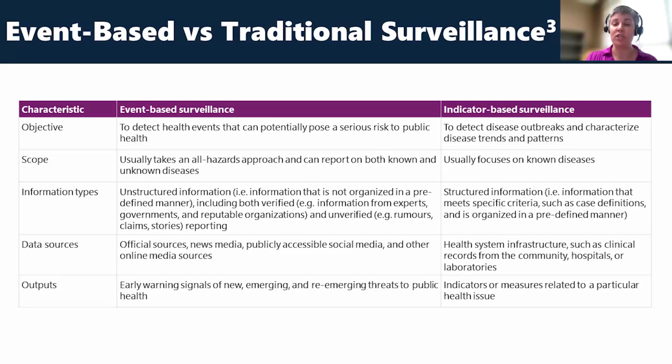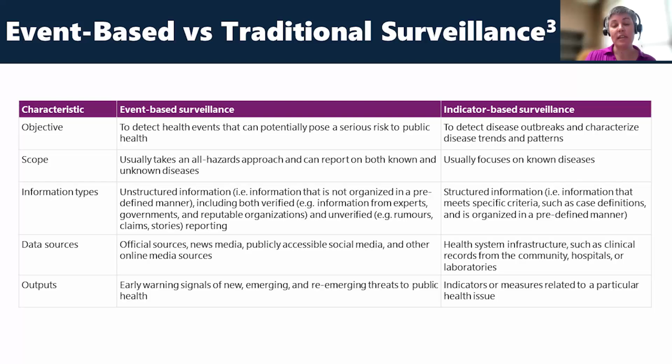Unlike these systems, which measure specific things, EBS systems are more open-ended and they look for both known and unknown diseases. In the case of opioids, this means looking at both known outcomes, for example, overdoses, and unknown or novel outcomes. However, the most notable difference in the two systems is the information type and data sources. Rather than relying on structured information from health system infrastructure, the data in these systems are unstructured or not organized in a predefined manner. For example, full text. The data sources can be quite broad, from official sources, news media, social media, and all other online media.